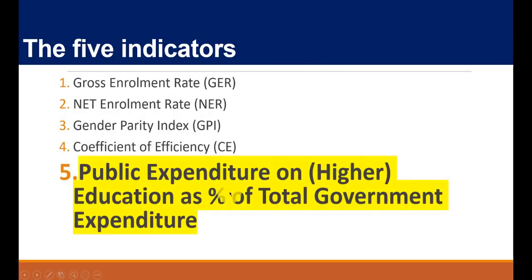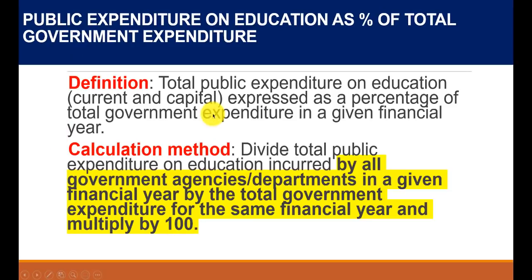That's public expenditure on higher education as a percentage of total government expenditure. What does that mean? It's defined as total public expenditure on education, current and capital, expressed as a percentage of total government expenditure in a given financial year. How do you calculate it? That one is very easy. It's the easiest. You just pull together all the monies expended for the entire country, and then pull together the money that's expended on education, if you want that of education total, or university education, or higher education, and just divide and multiply by 100.